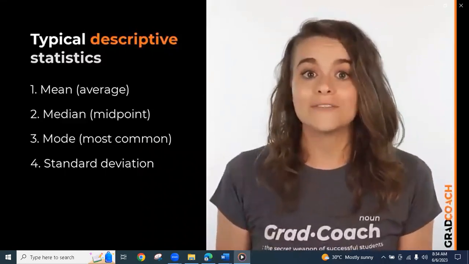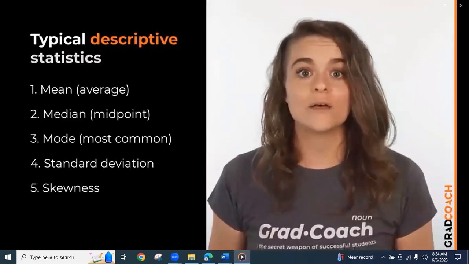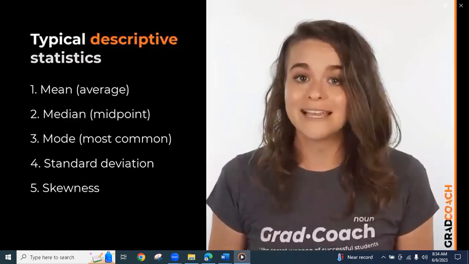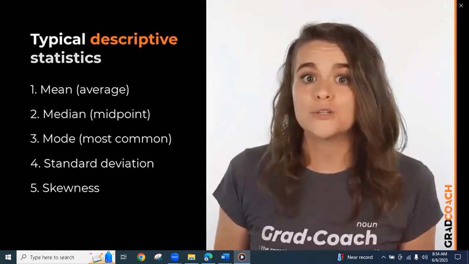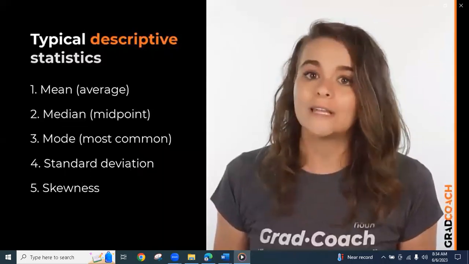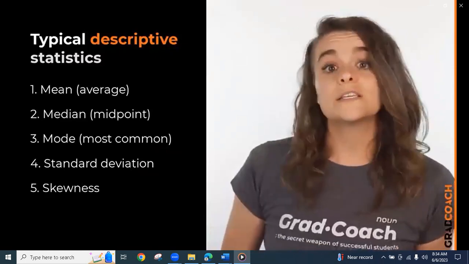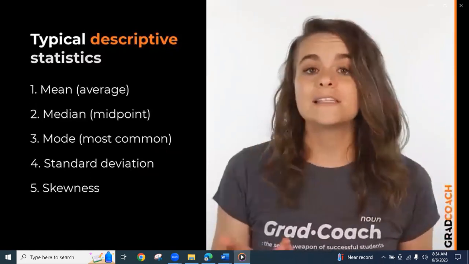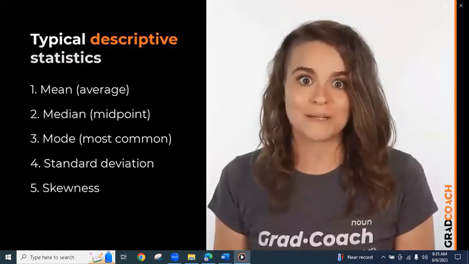Lastly, we have skewness. As the name suggests, skewness indicates how symmetrical a range of numbers is. In other words, do they tend to cluster into a smooth bell curve shape in the middle of the graph? This is called a normal or parametric distribution. Or do they lean to the left or right? This is called a non-normal or non-parametric distribution.